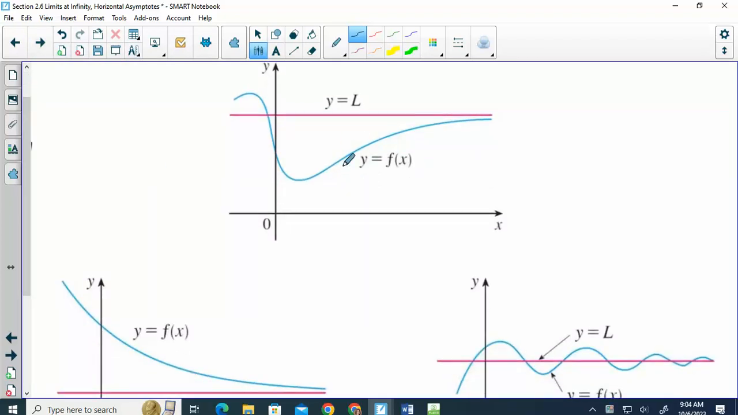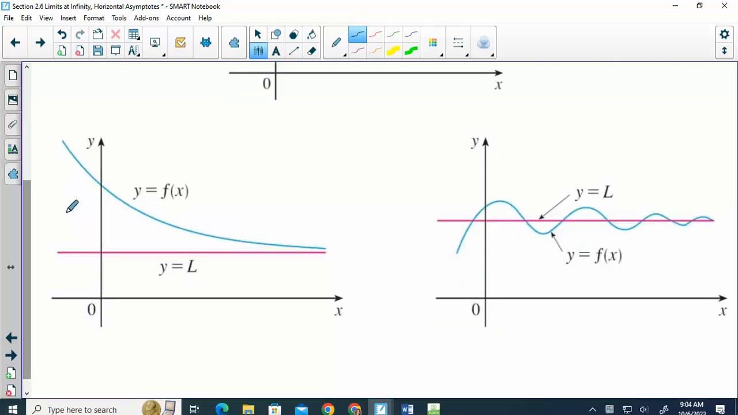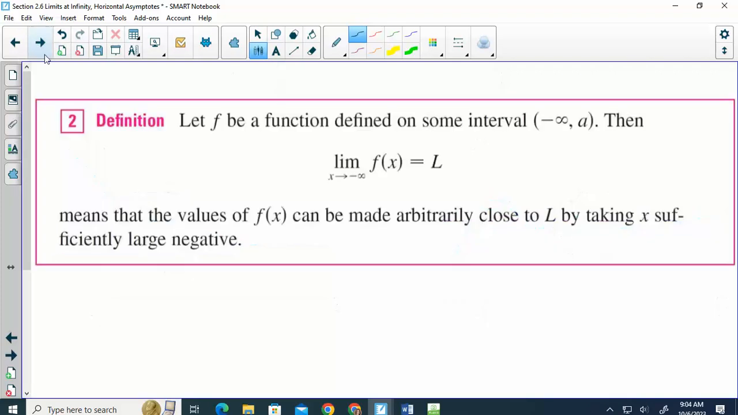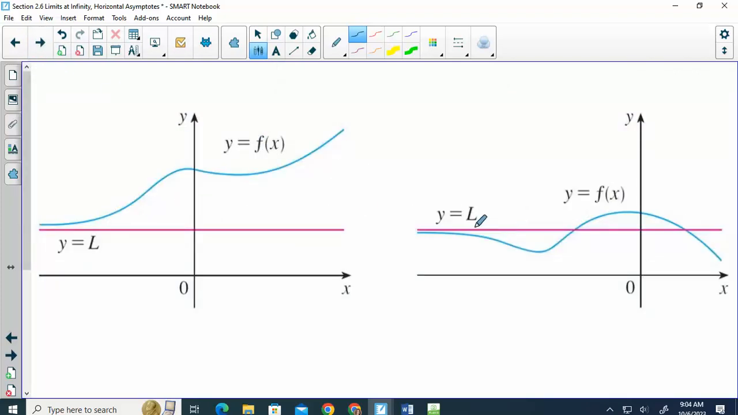As I'm going forever, as my x is getting larger and larger and larger, my graph is leveling out. What would you call this line? Y equals L. That's a horizontal asymptote. So when we have those horizontal asymptotes, as our graph is going off to infinity, it's giving us a single number. And we can do the same thing with negative infinity. So as I'm going forever to the left, it could approach a single number.